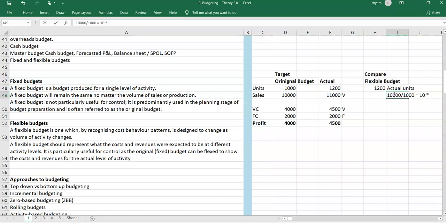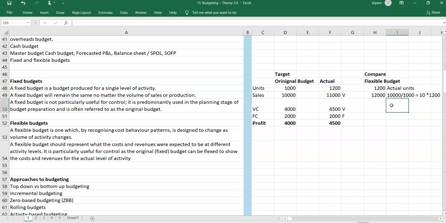This 10 is multiplied by the actual units, which is 1,200. So what is the amount? The amount would go to 12,000. That is what he should have sold, as he has sold 1,200 units. The selling price should have been 10 rupees per unit, so he should have sold at 12,000.